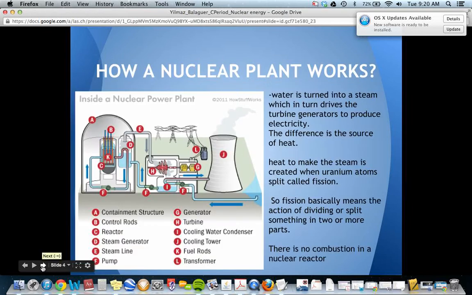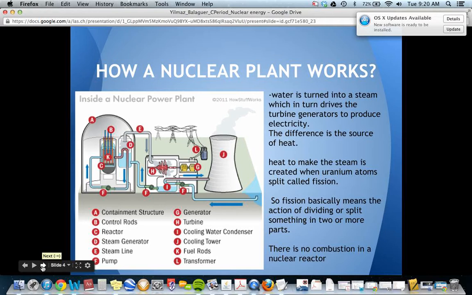And then, how does a nuclear plant work? For major nuclear energy or nuclear power, basically the water is turned into steam, which turns the turbine generators to produce electricity. So the water is a very important factor to make the generators work and produce the electricity.